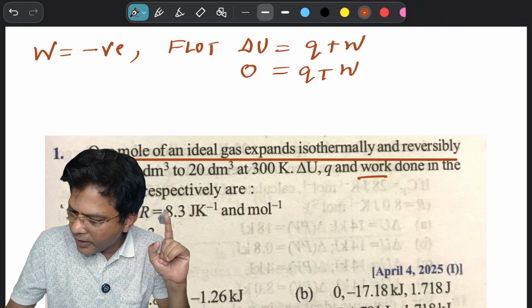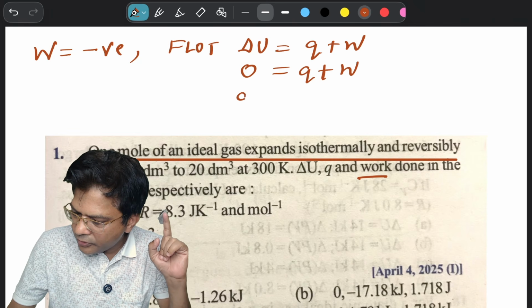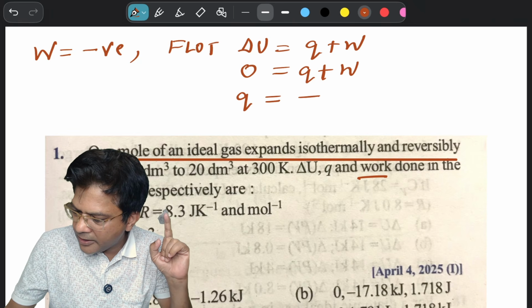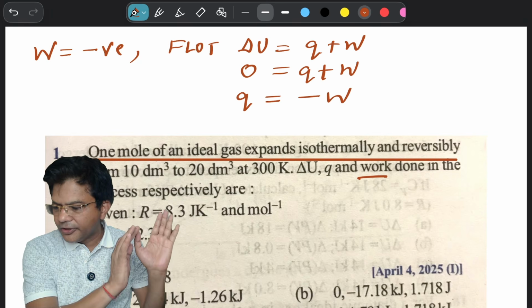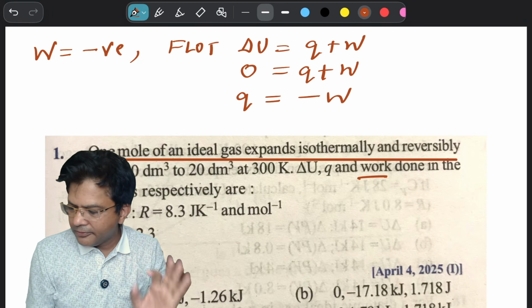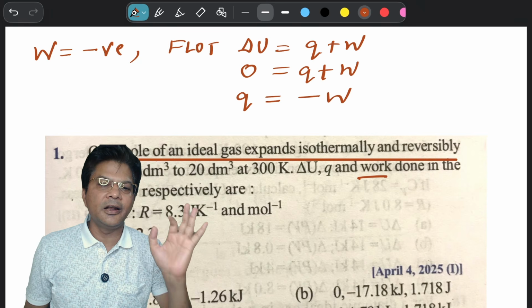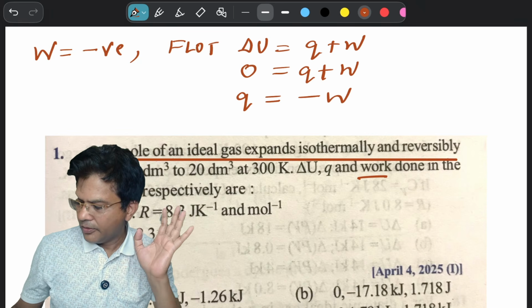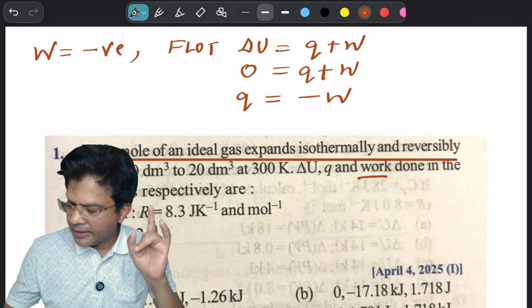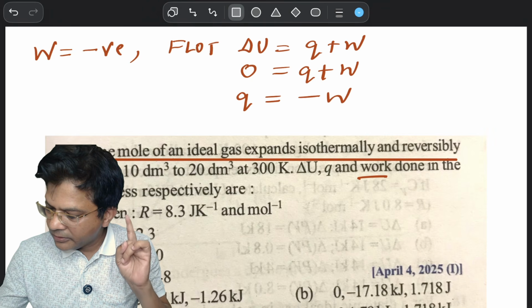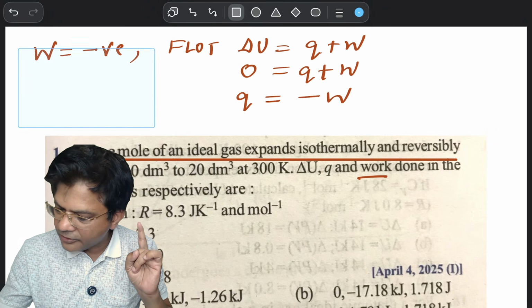So because work is done by the system, Q is equal to minus W. Q will be positive, W will be negative, and change in internal energy will be 0. And we know the formula. That formula I will write down, but till now I think everyone is clear.